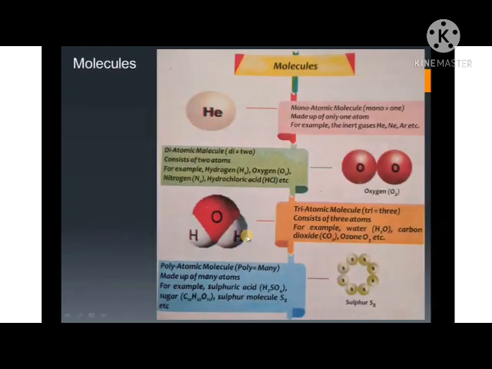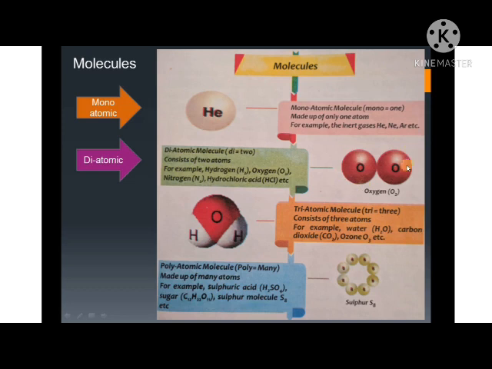This is a short diagrammatic view of how molecules are formed. Monoatomic molecules: only one atom is present in this case. This is a monoatomic molecule made of only one atom. For example, the inert gases helium, neon, and argon. These are monoatomic molecules. The other one is the diatomic molecule. Di means two; it consists of two atoms that may be similar or different from each other. For example, H2, O2, N2, HCl. These are two atoms each.